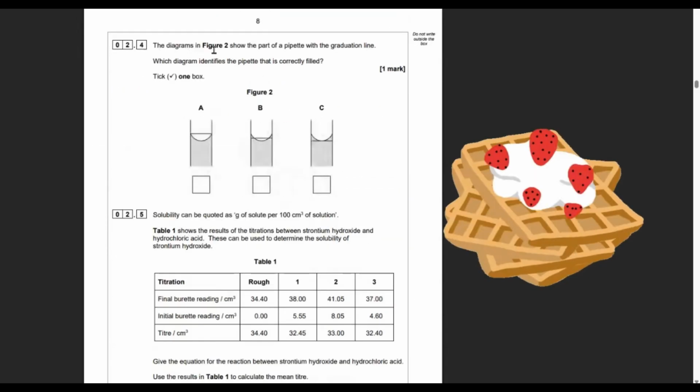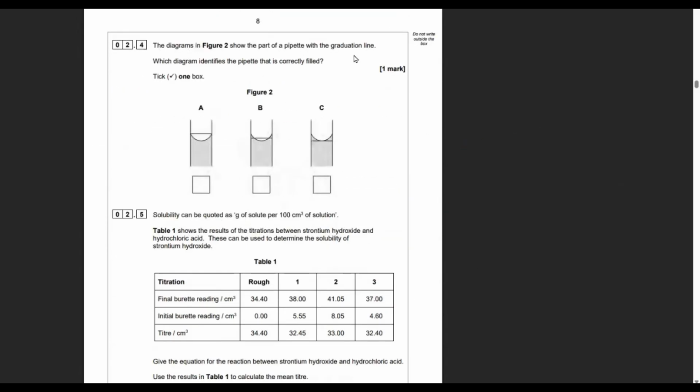2.4, the diagrams in figure 2 show the part of the pipette with the graduation line. Which diagram identifies the pipette that is correctly filled? A pipette is an instrument called a volumetric pipette, and we use that pipette to transfer accurate, precise volumes of liquid from one place to another. Which of these, this is the graduation line, have we correctly filled the pipette? You should know. Why don't you have a go? The correct answer I'm going to explain here is C.